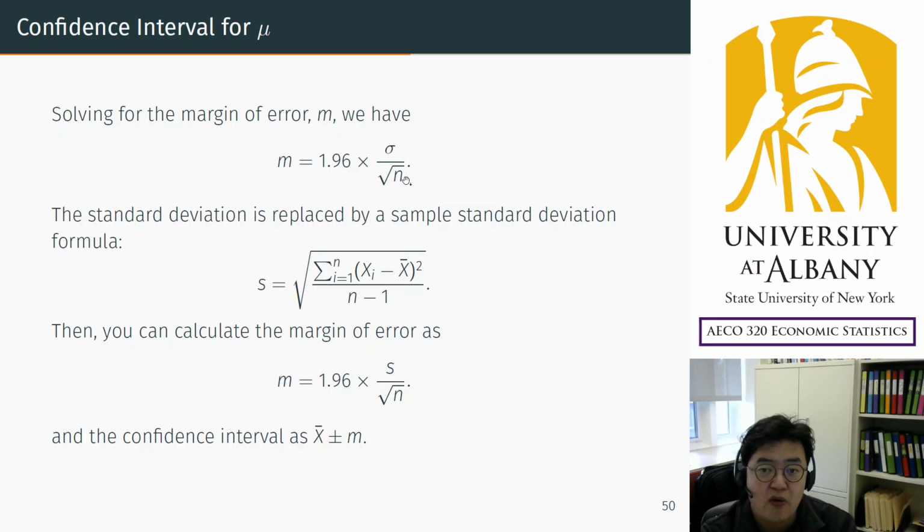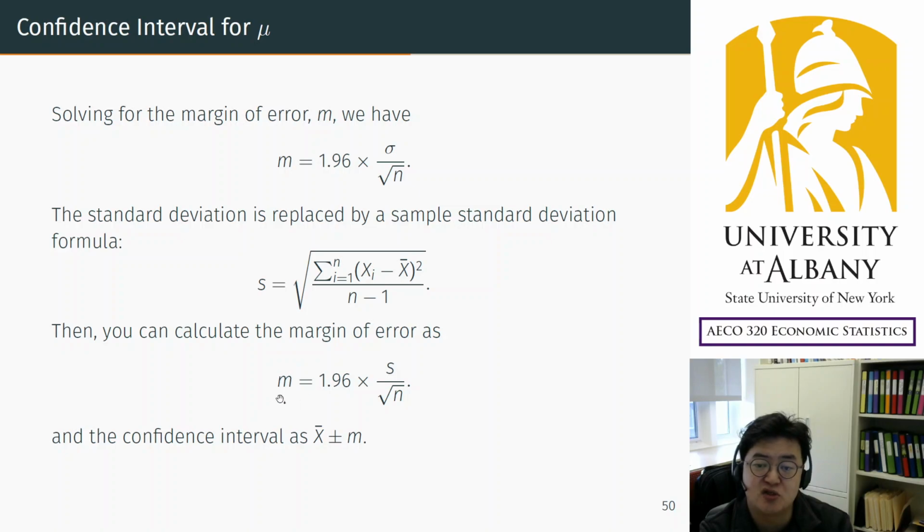To calculate m, n is the sample size, which is known, but the standard deviation is a problem. We may use another estimator, the sample standard deviation. The sample standard deviation formula is written this way, and it is an unbiased estimator for the true standard deviation, so use that in place of sigma. In the end, this is how you calculate the margin of error. Again, when you have data, you know the sample size, and from the data you can calculate the standard deviation and plug them into this formula.